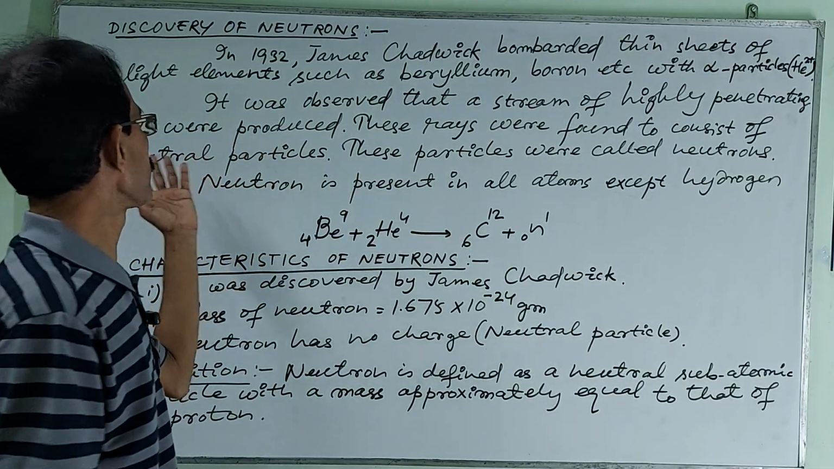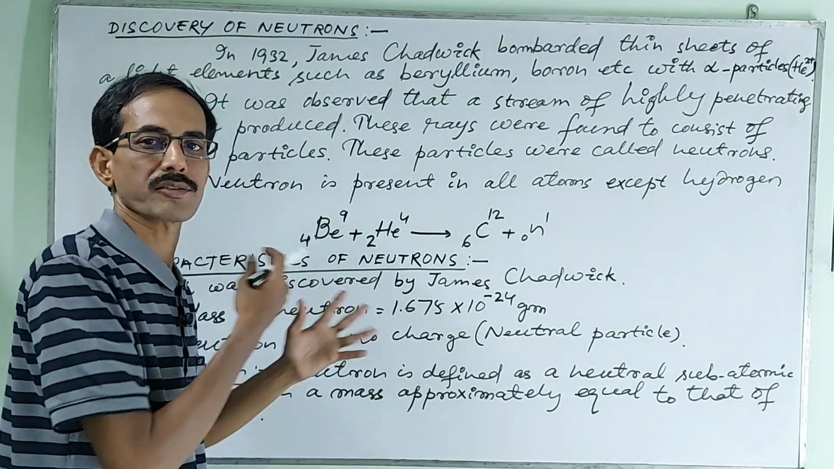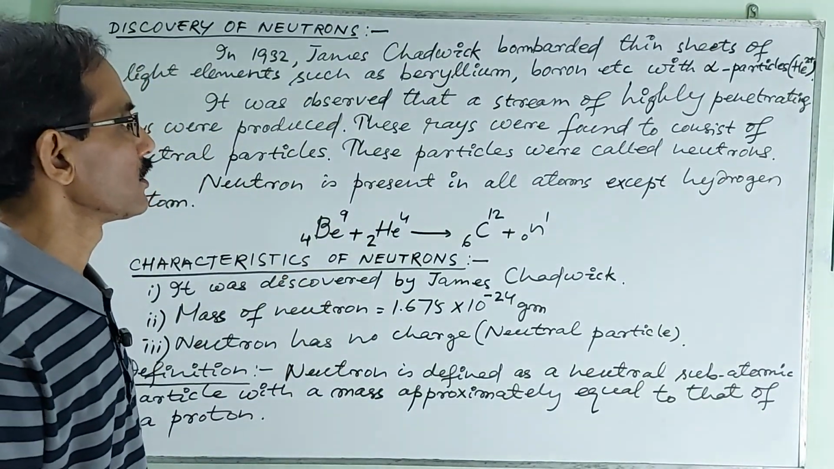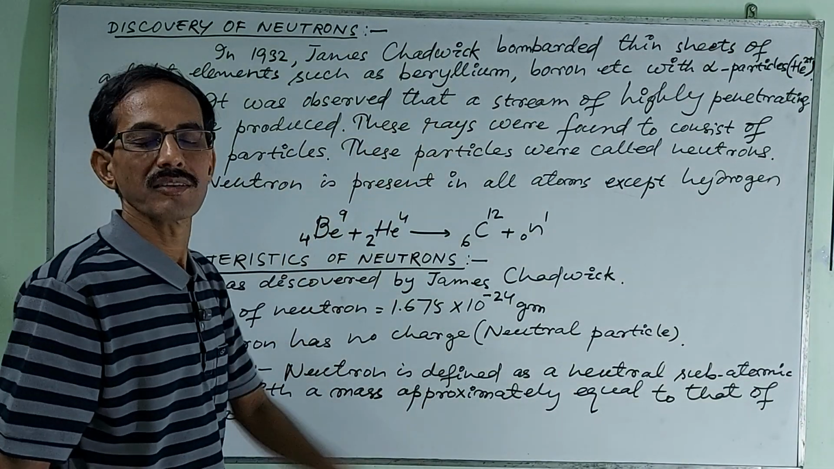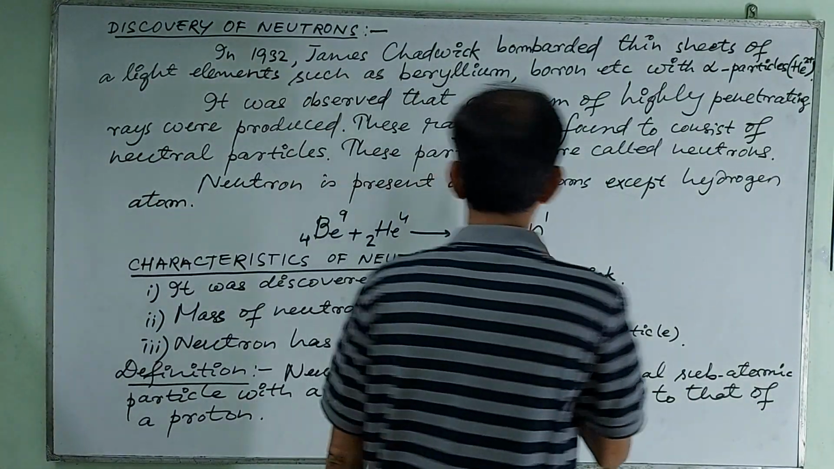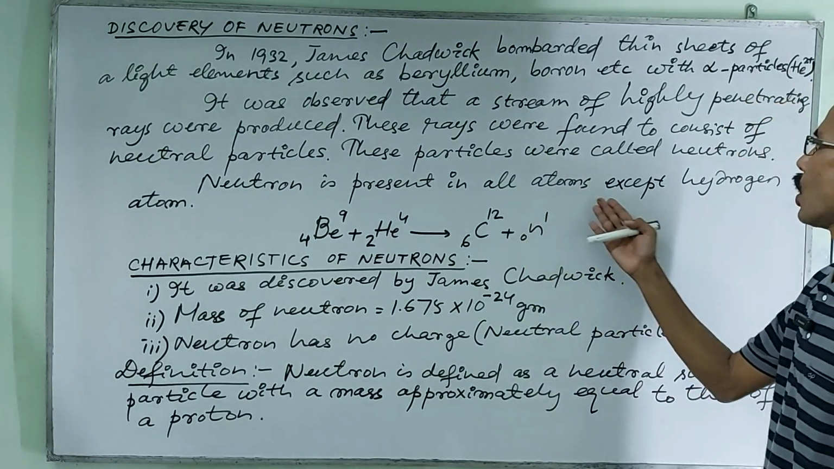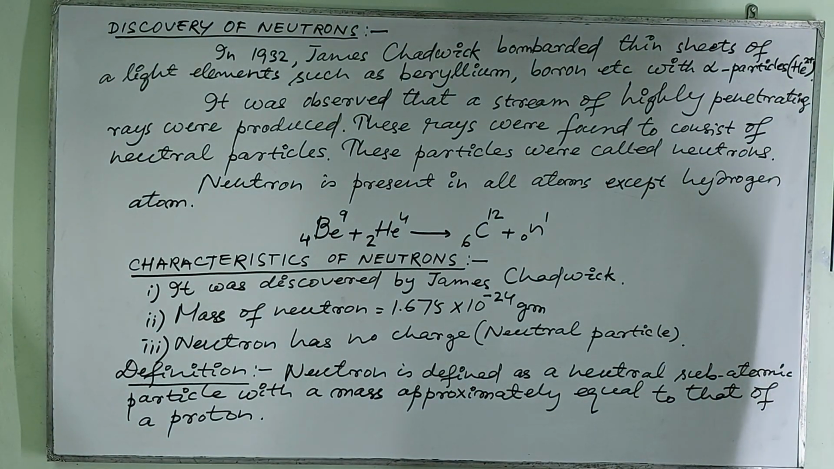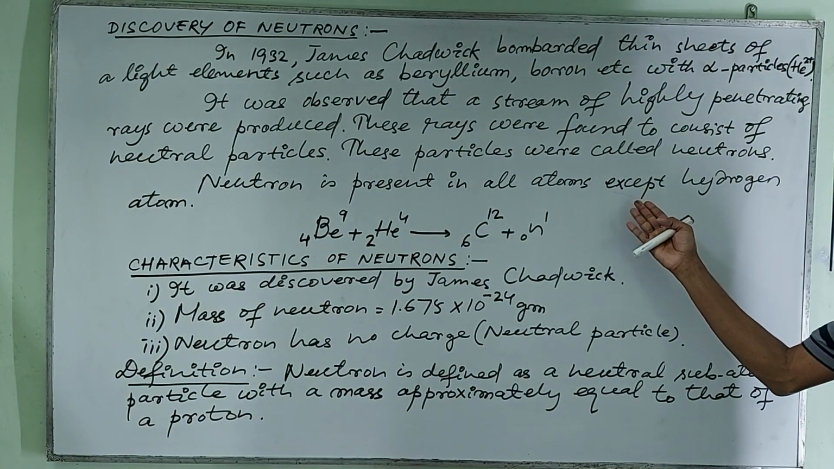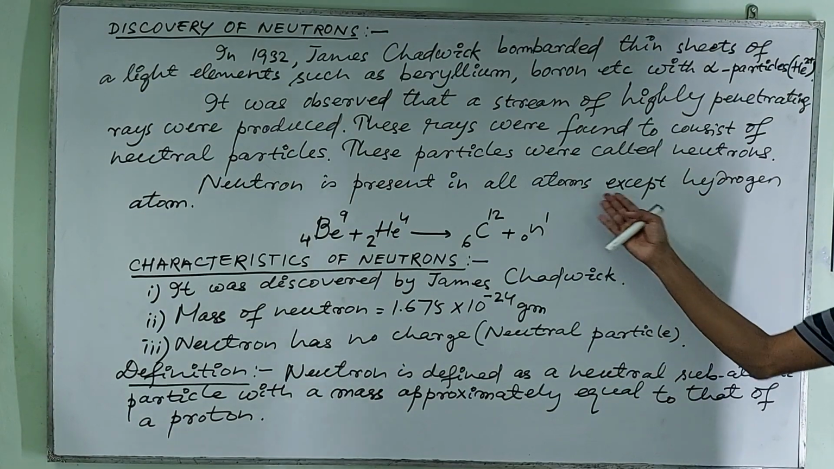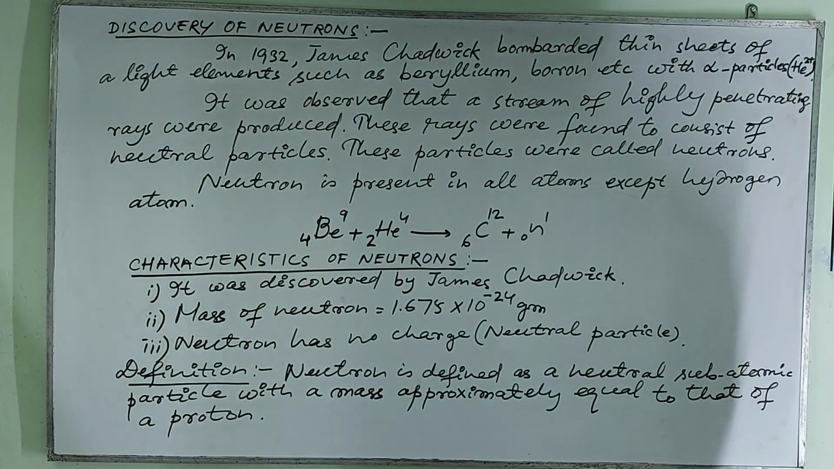These rays were found to consist of neutral particles. These particles were called neutrons. Neutron is present in all atoms except the hydrogen atom. Earlier I have discussed that.